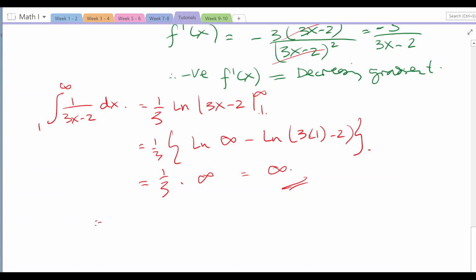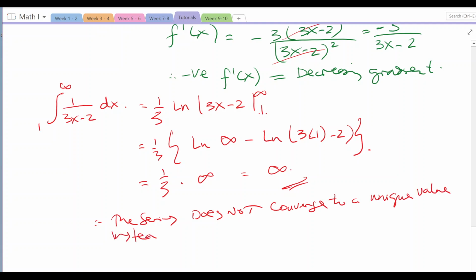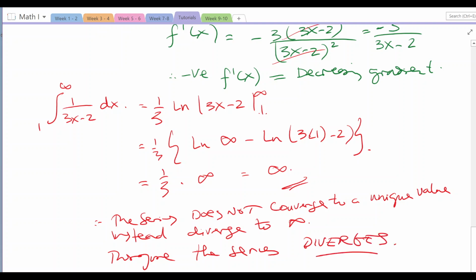So we can simply say that the series does not converge to a unique value, a certain value, but instead diverges to infinity. Therefore, the series diverges. That's the use of the integral test for determining the convergence of series.